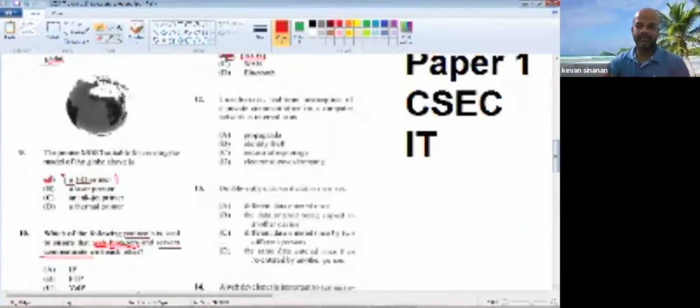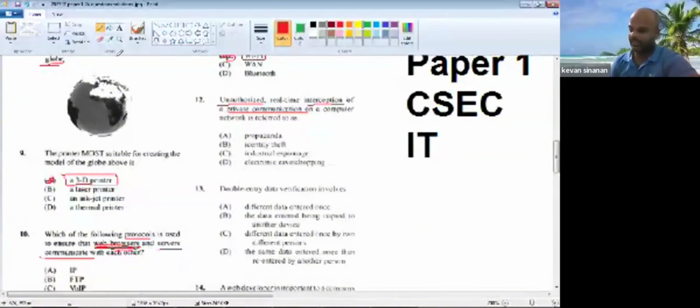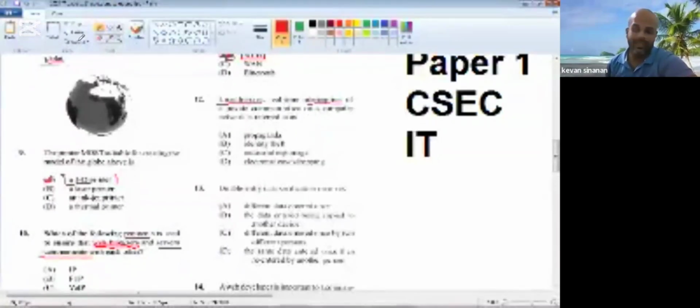12, unauthorized real-time interception of private communication on a computer network is referred to as, so let's read that again, unauthorized real-time interception of a private communication on a computer network. So basically, this is interception of communication. You ever hear about when people eavesdrop on each other, in its traditional sense? Let's say your neighbor is talking to your neighbor, and you just happen to hear that conversation. That is what they're talking about. That is eavesdropping, and because we're dealing with computers, it is electronic eavesdropping. So the answer is D, electronic eavesdropping.